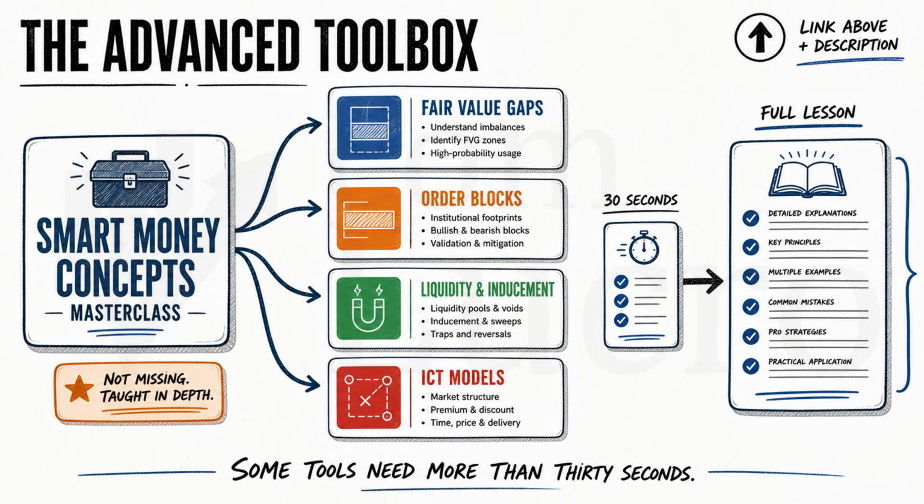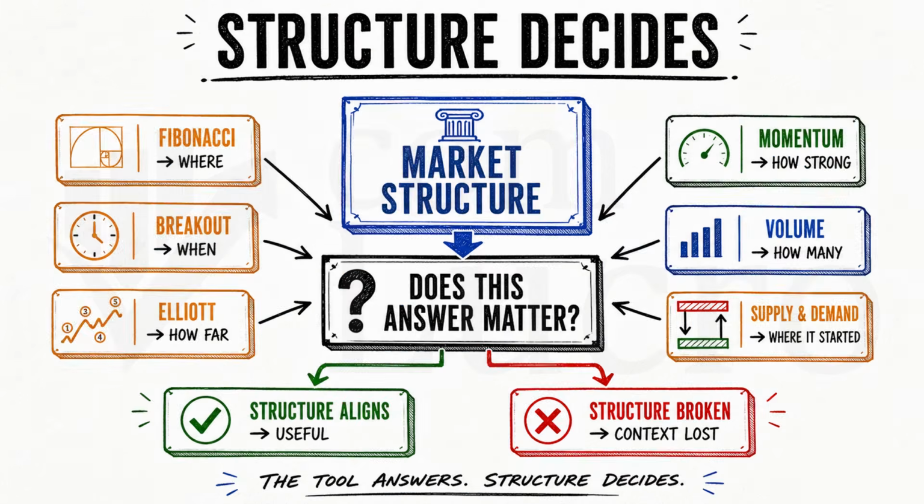And the same goes for another whole family of strategies you will not see in this video: fair value gaps, order blocks, liquidity and inducement, and the ICT models built on top of them. They are not missing because they do not matter. They are in that same masterclass, each one with a full lesson instead of 30 seconds. The link is in the card above and in the description below. Everything you are about to learn works better once you can read that, because each tool answers a different question, and structure is what decides whether the answer matters.